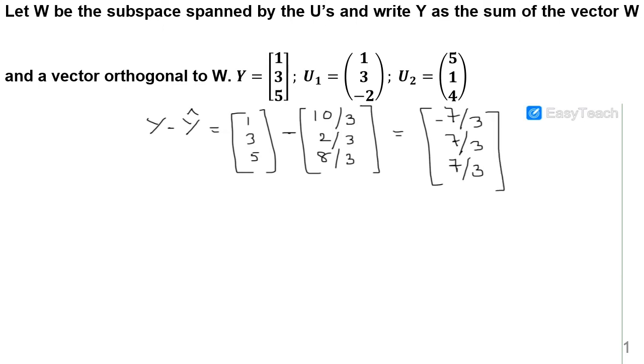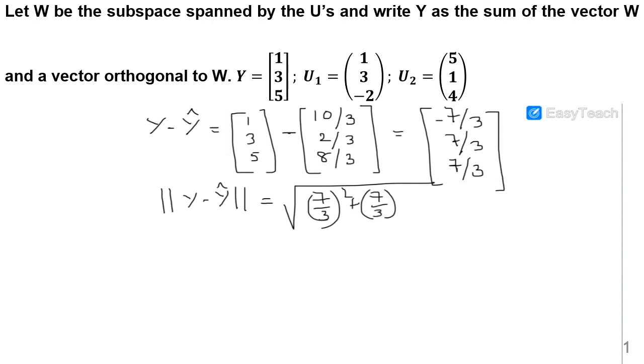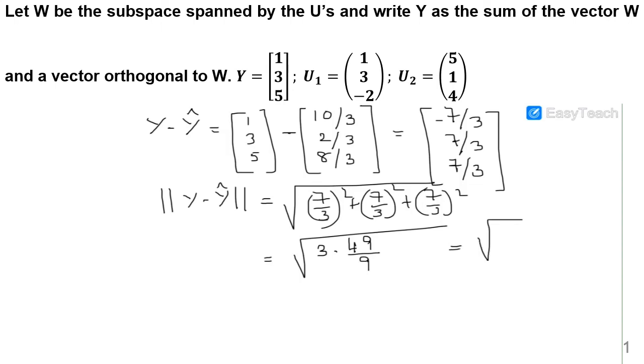If somebody asks you to find the length, then y minus y cap is given by the square root of 7 by 3 whole square plus 7 by 3 whole square plus 7 by 3 whole square. So I get this as 3 times 7 into 7 is 49 divided by 9. So I get this as square root of 49 by 3. This is the answer.